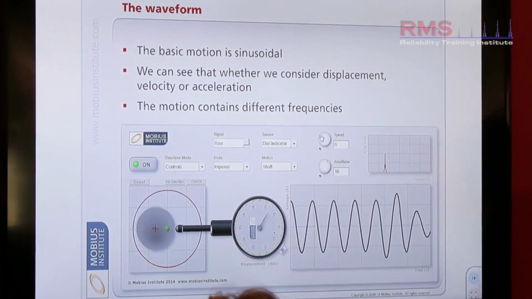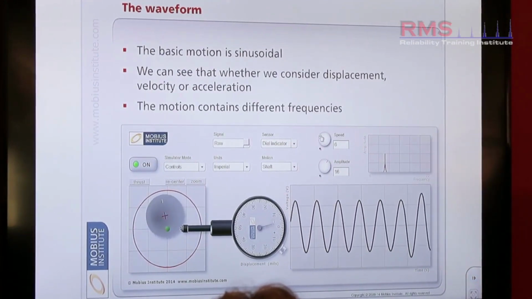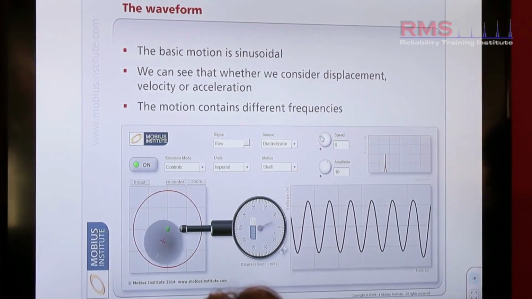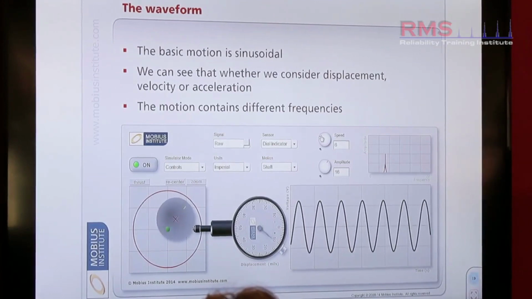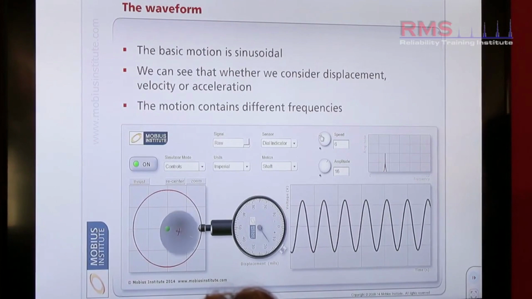So that's good. If the speed changes, then obviously what's going to happen to the signal? The waves get closer together. So the speed increases, but it takes less time to do one full rotation.